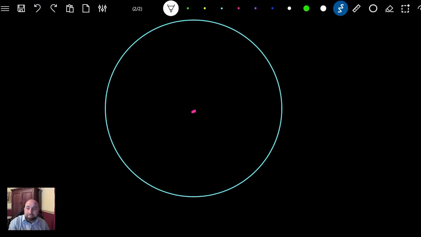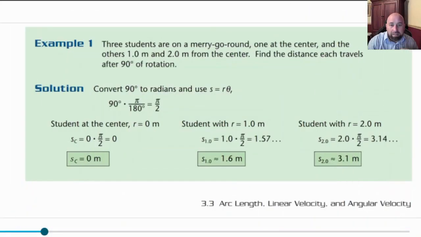All right, so now you know what a merry-go-round is. Let's go back to the book and talk about this problem. 3 students are on a merry-go-round. So there's 3 people on the merry-go-round, not the guy pushing it. 3 of them on the merry-go-round. One is at the center of the merry-go-round, and the others are 1 meter and 2 meters from the center. Find the distance each travels after 90 degrees of rotation.